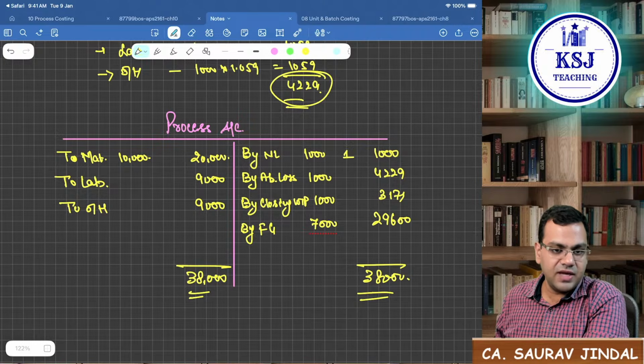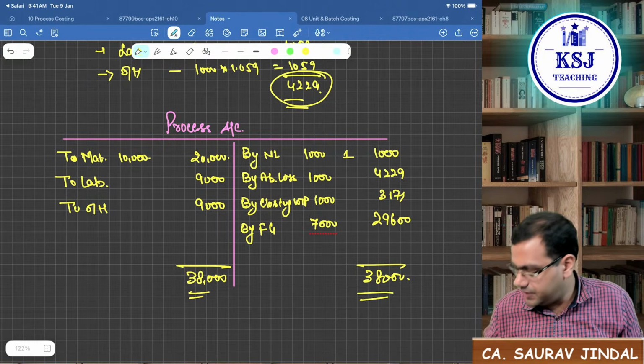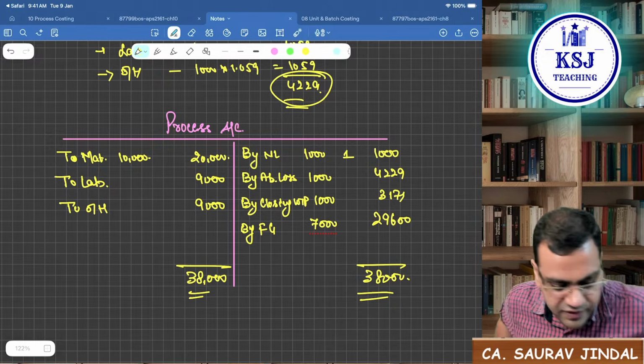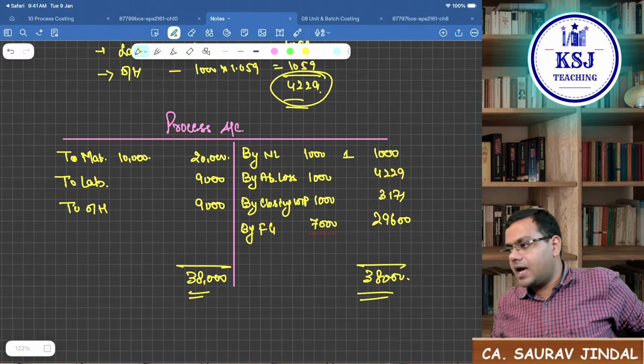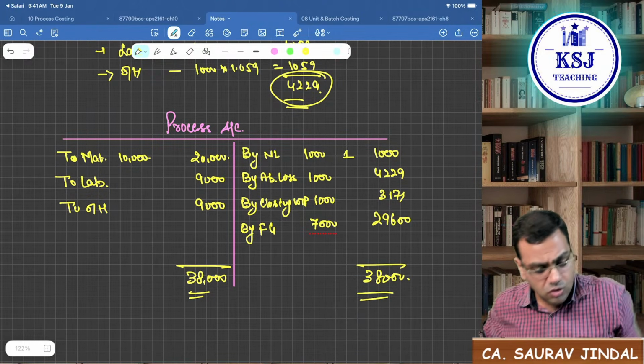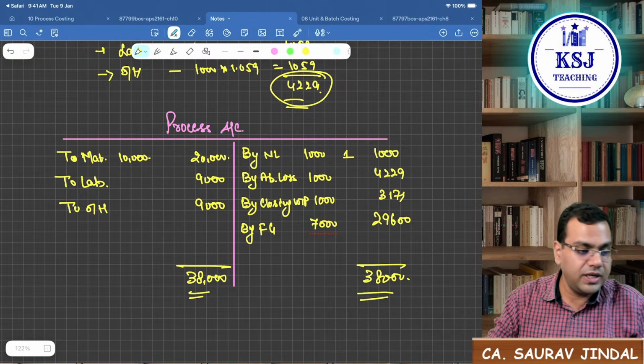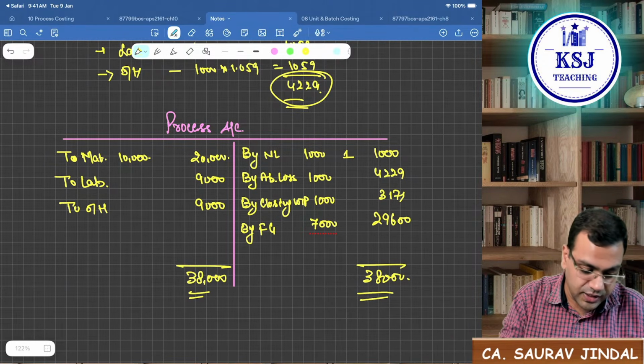Till now we have been talking about only closing WIP, the valuation of closing WIP and all. What if there is an opening WIP also? In that case, how to deal with things? This is one thing that you have to see.